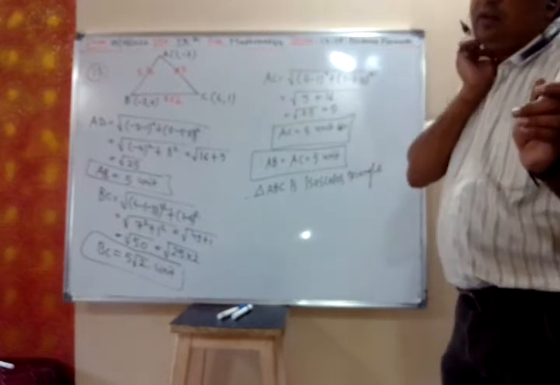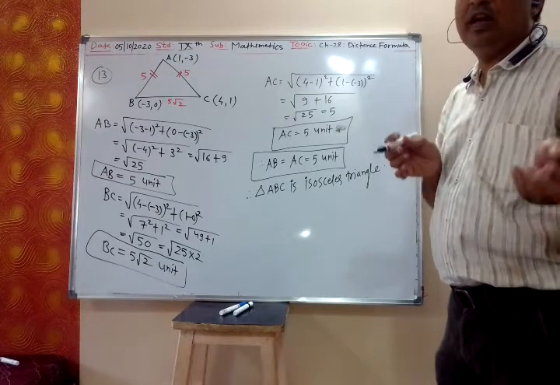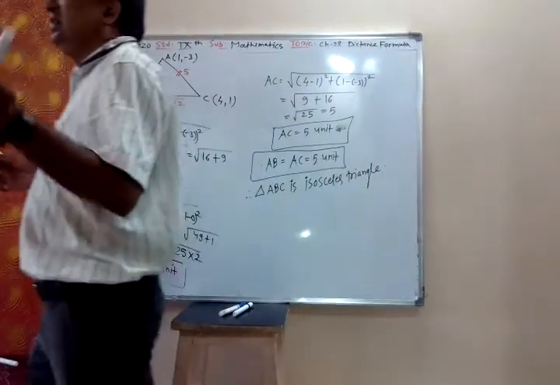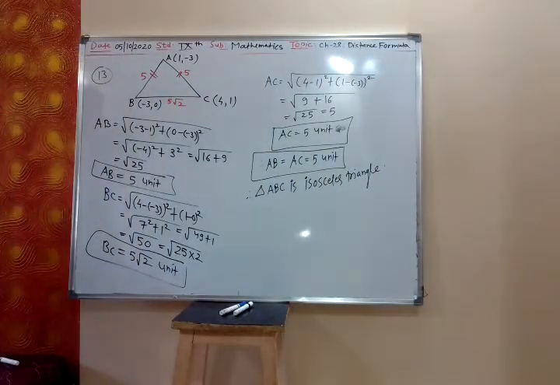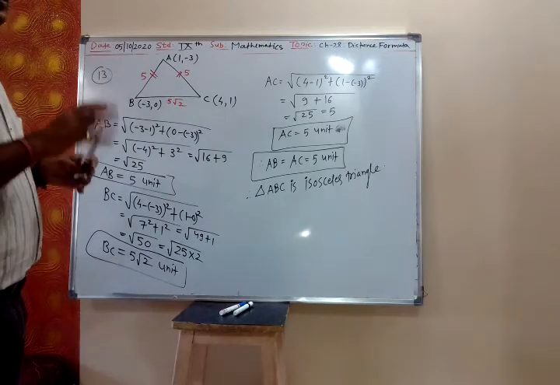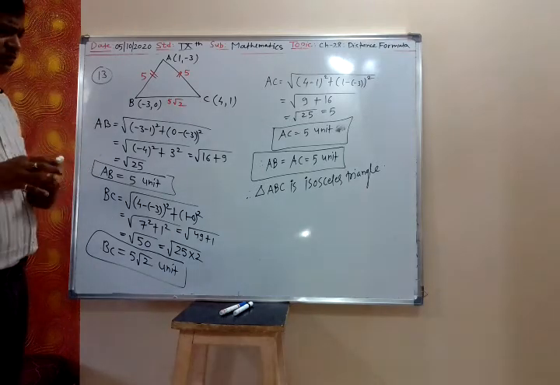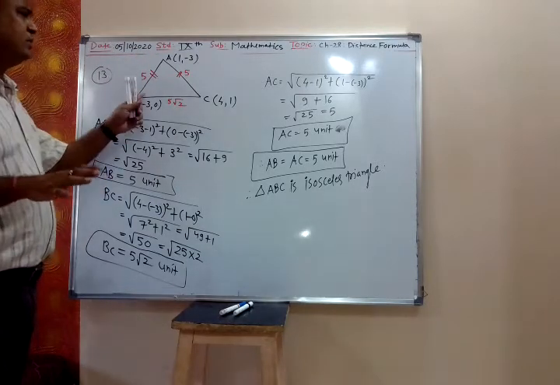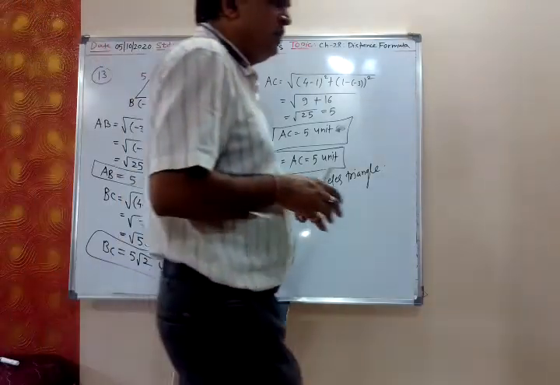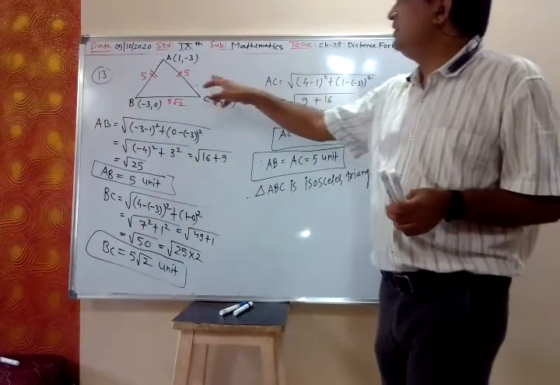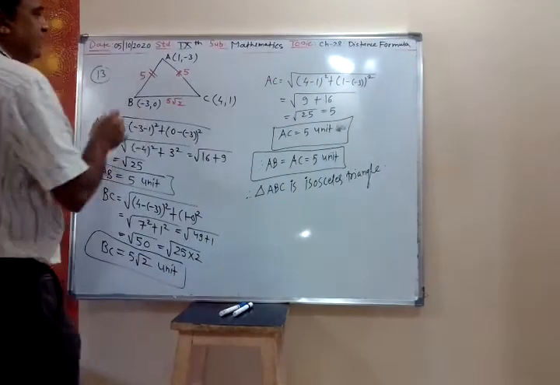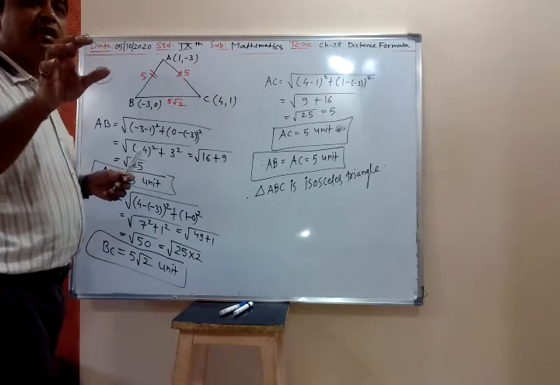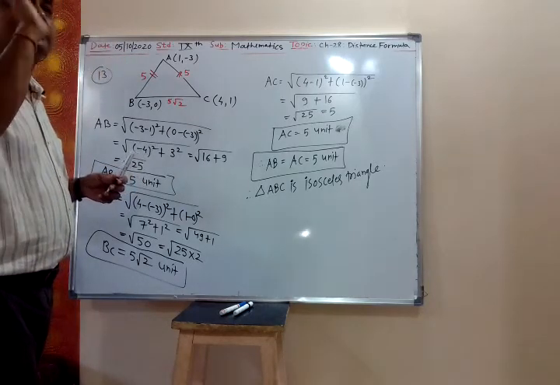Wait, it is not only isosceles, it is an isosceles right angle triangle. To show that, see, an isosceles triangle means any two sides are equal. But an isosceles right angle triangle means the triangle will be isosceles, but one of its angles will be 90 degrees.